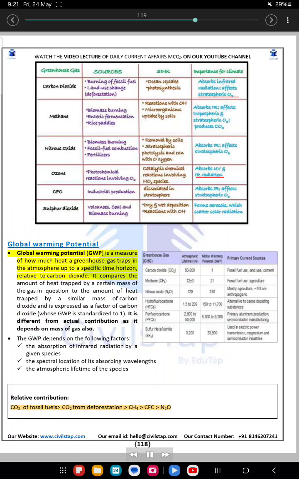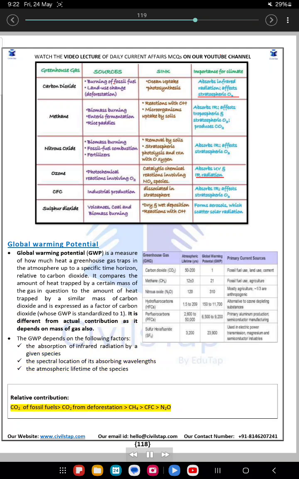Global warming potential. Global warming potential (GWP) is a measure of how much heat a greenhouse gas traps in the atmosphere up to a specific time horizon relative to carbon dioxide. It compares the amount of heat trapped by a certain mass of the gas in question to the amount of heat trapped by a similar mass of carbon dioxide and is expressed as a factor of carbon dioxide, whose GWP is standardized to 1. It is different from actual contribution as it depends on the mass of the gas also. The GWP depends on the following factors: the absorption of infrared radiation by a given species, the spectral location of its absorbing wavelengths, and the atmospheric lifetime of the species.